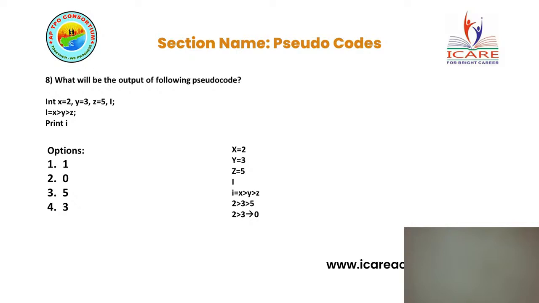So in the 2 greater than 3 place, we are replacing 0 greater than 5. 0 greater than 5, it's false. So 0. This 0 is stored in the variable i. So i is equal to 0. So we are printing i. So output will be 0. So the second option is the answer.